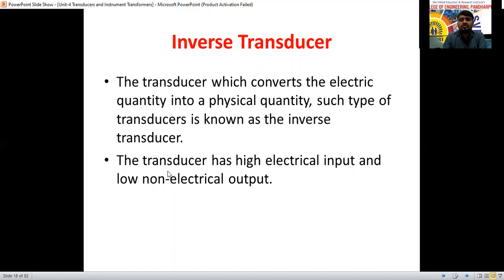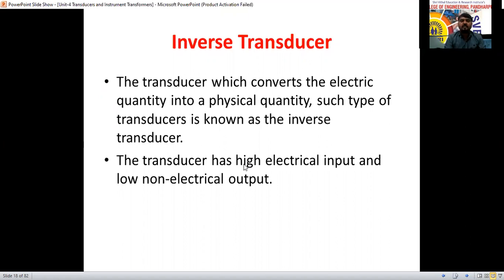So the transducer has high electrical input and low non-electrical output here. Input is very high, but the output is very low. For the transducers, this is the inverse transducer. For the transducer, the input is low, and the output we are going to get is high, because the electrical side is there, that is high output we are going to get over there.